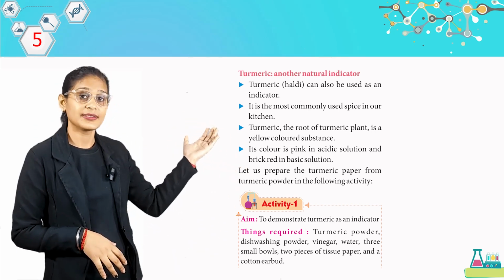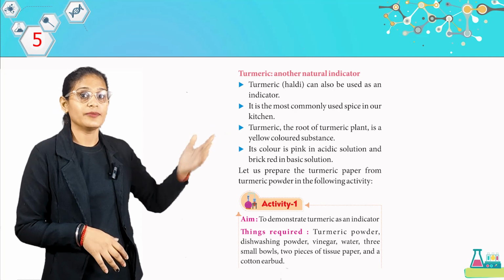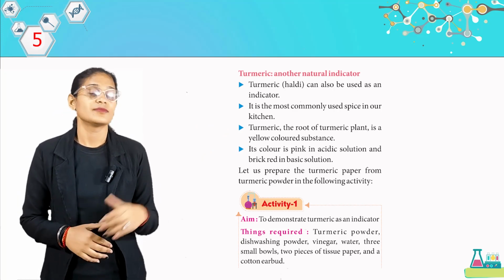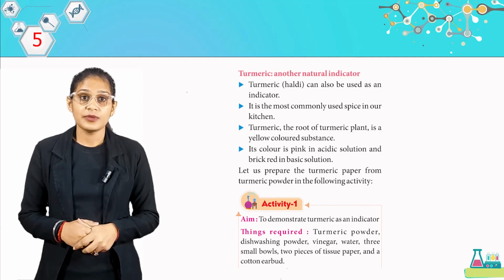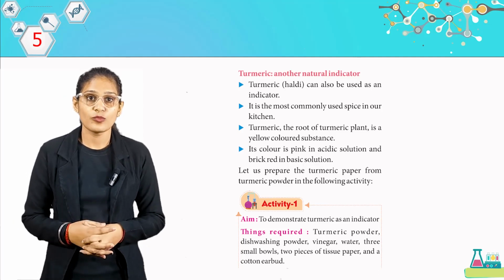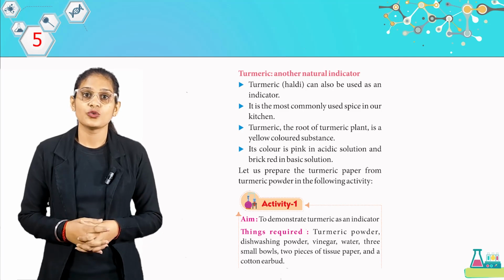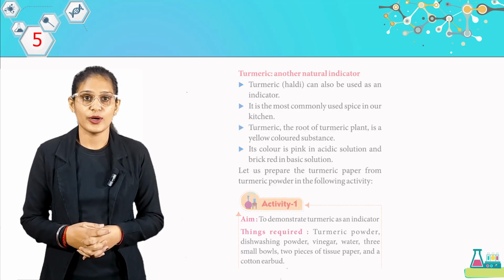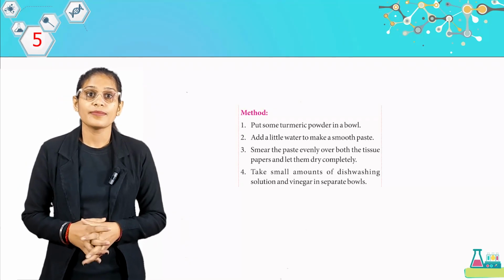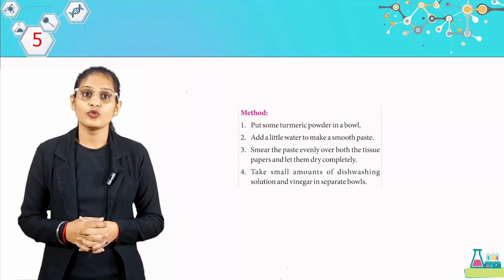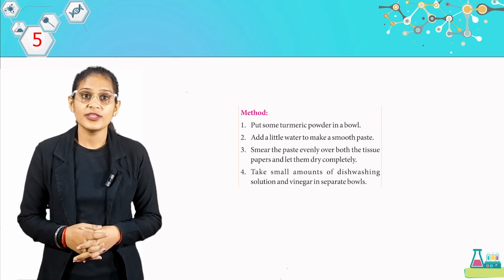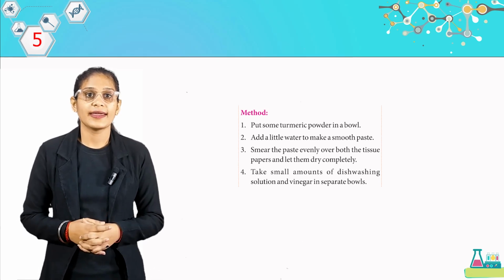Here we have Activity 1. Aim: to demonstrate turmeric as an indicator. Things required: turmeric powder, dishwashing powder, vinegar, water, 3 small bowls, 2 pieces of tissue paper and a cotton earbud. Method: put some turmeric powder in a bowl, add a little water to make a smooth paste. Smear the paste evenly over both the tissue papers and let them dry completely.